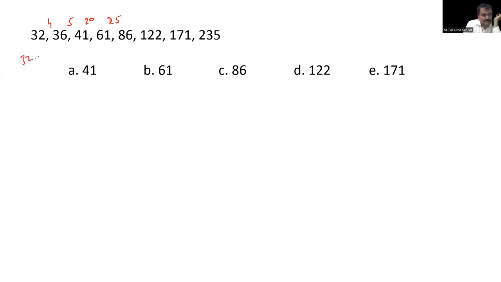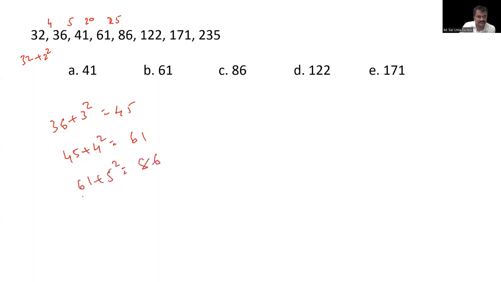What is the 4? Suppose 32 plus 2 square equal to 36. And what is the next one? Here 36 plus 2 square is not correct. Let us take 3 square. That is equal to 45. Suppose, we don't know whether it is correct or not. Suppose 45 plus 4 square is equal to 61. Yes, 61. Suppose 61 plus 5 square is equal to 86. Yes, satisfied. Next, 86 plus 6 square is equal to 122, etc.